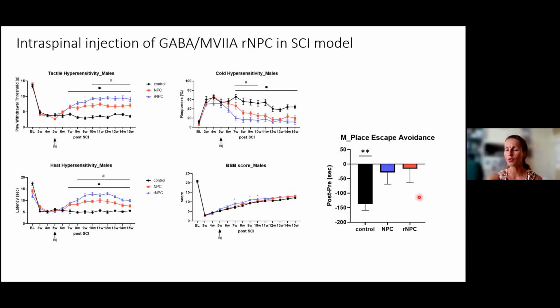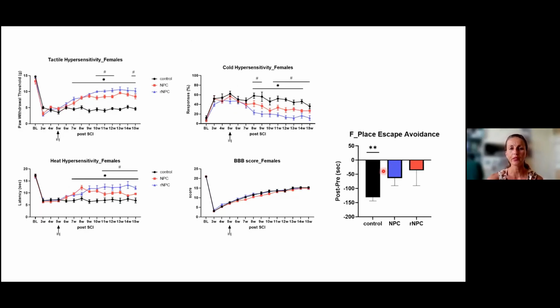This is an example of one of those assessments of spontaneous pain. When the animals are treated with the cells, they show a little bit less place escape avoidance behavior than the untreated animals. Similarly, in females, we found a better analgesic effect of the recombinant cells in the animals with injury, for cold hypersensitivity and heat hypersensitivity. Also with place escape avoidance, the treated animals show a little bit less escape behavior compared to the untreated animals.